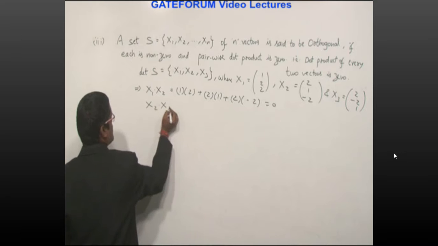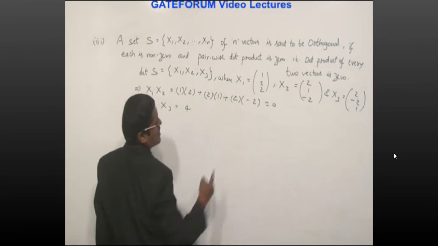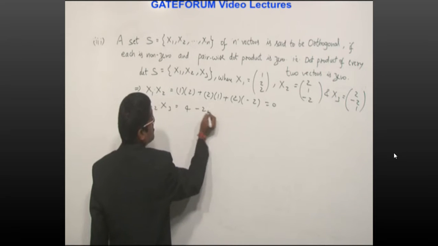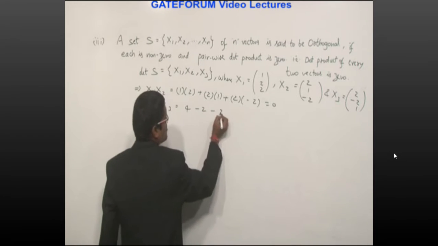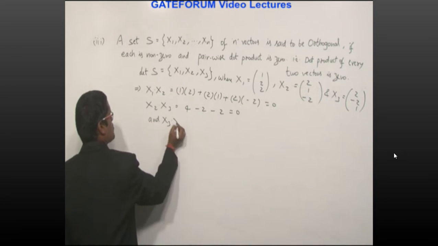x2 dot x3. So in x2 and x3, first element into first element, 2 into 2 is 4, plus second into second element, 1 into -2 is -2, plus third element into third element, that is -2. So the answer is 0. And x3 dot x1.